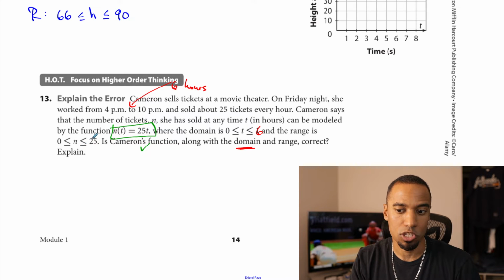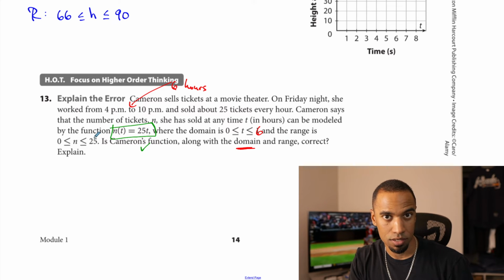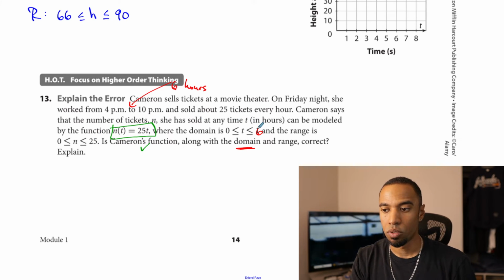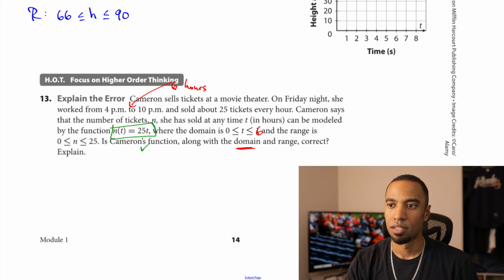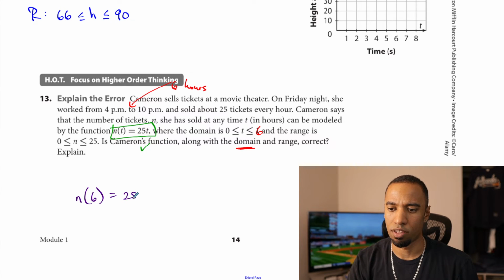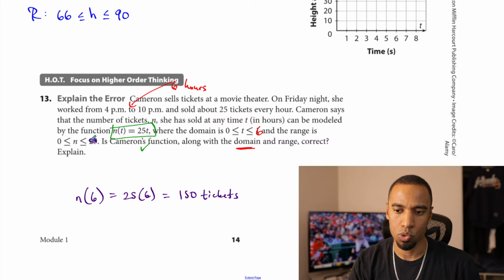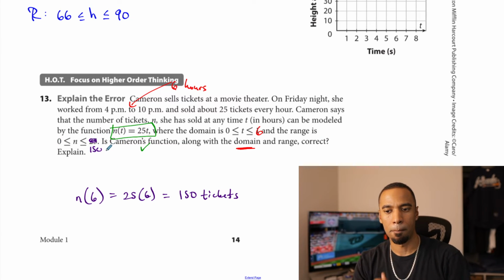And that actually affects the range as well. Actually, what is the end range? Does she only sell 25 tickets after the 6 hours? Well, no. If you take n of 6, that should give you 25 times 6, which means that's a total of 150 tickets after 6 hours. So her range should go from 0 tickets sold to 150 right there.